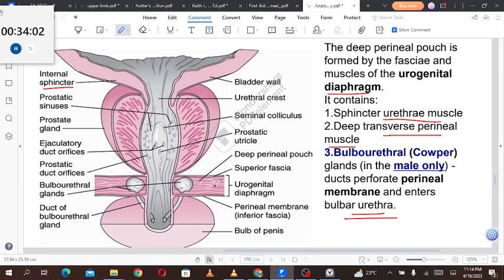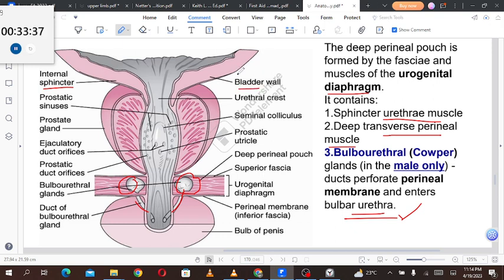Then we have the bulbourethral glands. So these are the bulbourethral glands, these two, and they are found in males only. The ducts perforate the perineal membrane, moving downwards to enter the bulbar urethra. So the ducts will perforate the perineal membrane to enter the bulbar urethra from the bulbourethral gland of Cowper, which is found only in males. Remember that.